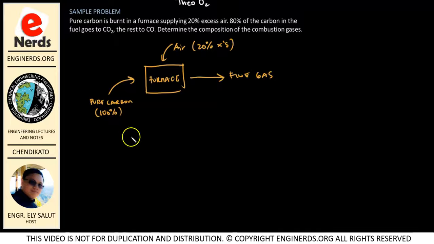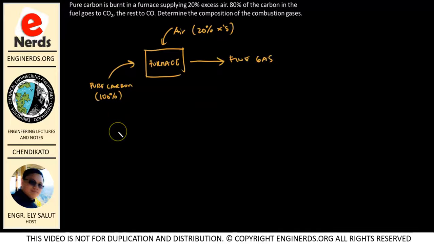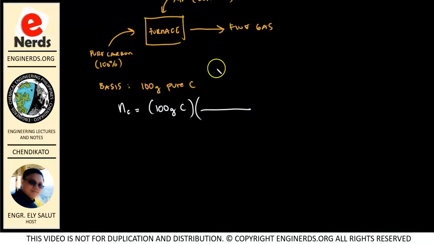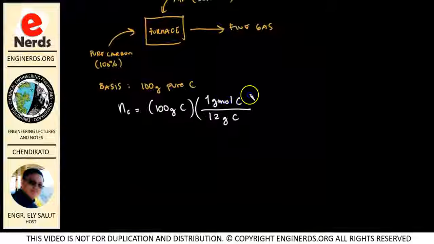Right? So, again, we have a solid fuel here. So, my basis will be in weight. So, my basis is 100 grams of pure carbon. So, ang una kong gagawin is to get the number of moles ng carbon based dito sa ating given. So, number of moles ng carbon is equal to 100 grams of carbon. Okay, so, divide natin sa molecular weight niya. So, we have 12 grams of carbon per 1 gram mole of carbon.